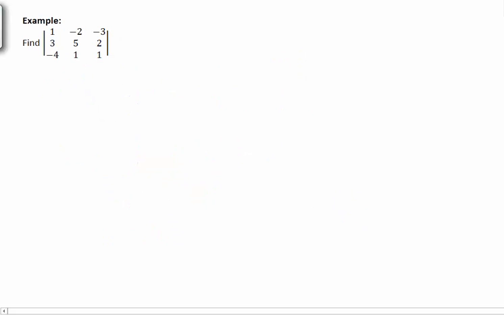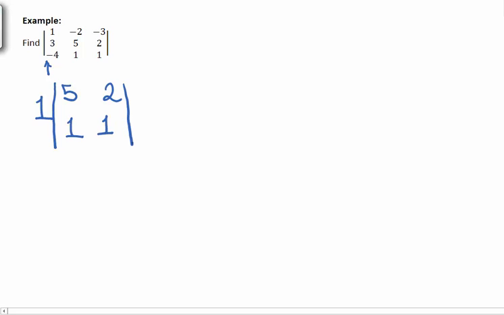So here's another example. This one's slightly harder because we don't have any zeros. So we should pick any row or any column. I'm going to go ahead and pick the first column. Since I did a row on the last example, I'll do a column on this one. So I look at the first entry, which is a 1. This is in a positive spot in our checkerboard. And then I delete that row and column. I'm left with 5, 2, 1, 1.